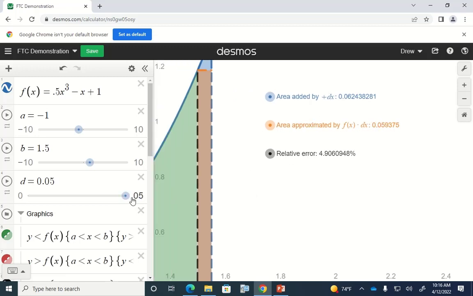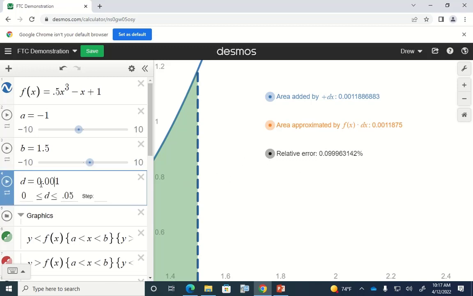As I allow the width of that rectangle to shrink to 0, my relative error also shrinks to 0. Ooh, spooky. This is really, really tiny, but if I give it an even tinier number, so I let my dx width be like that, notice the relative error just vanishes. My approximation is going to be equal to the true area in the limit as dx goes to 0, and I let that be a super tiny number.